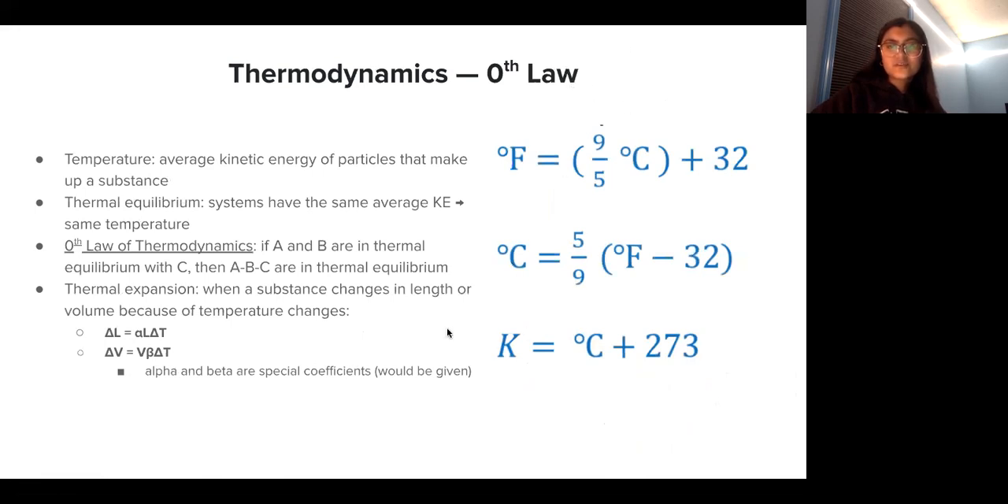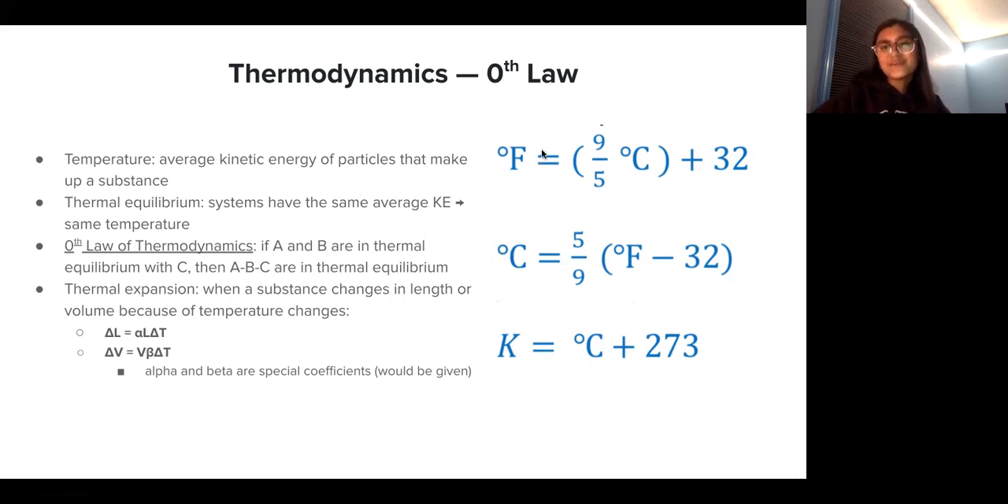Okay, now heading into thermodynamics. Temperature is going to be the average kinetic energy of particles that make up a substance. And thermal equilibrium is when systems have the same average kinetic energy. In other words, they have the same temperature. Your 0th law of thermodynamics states that if A and B are in thermal equilibrium with C, then A, B, and C are all in thermal equilibrium. And then I have some not common, but conversions that you should know, converting from Fahrenheit to Celsius to Kelvin. These are things I would also commit to memory.